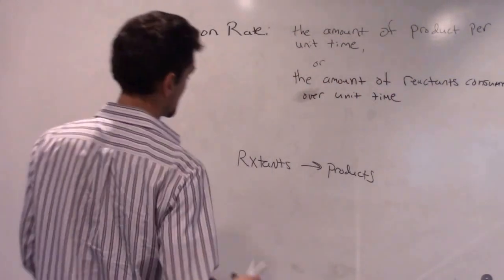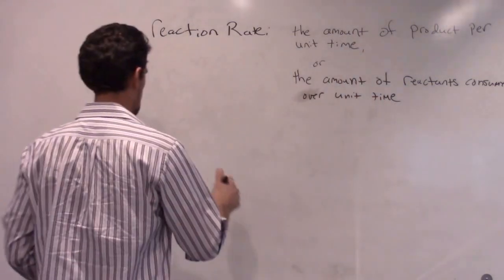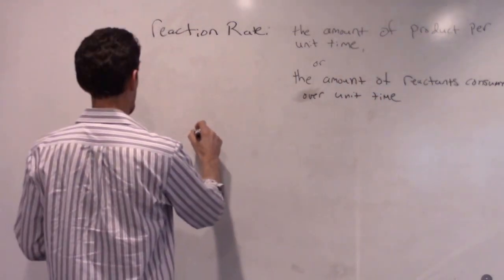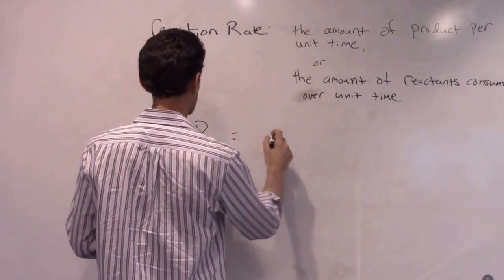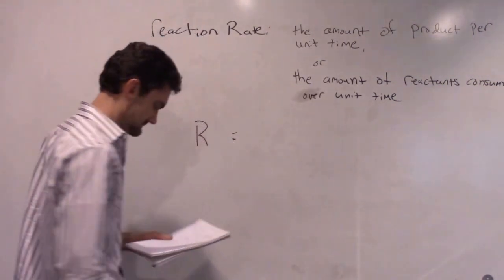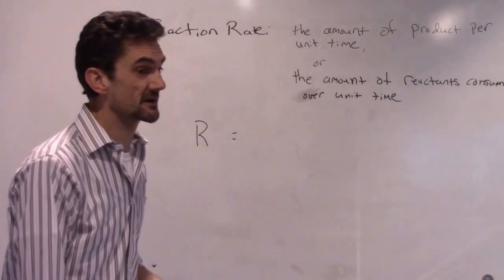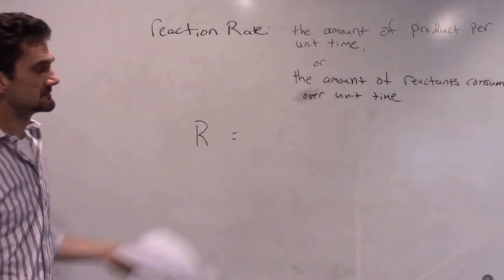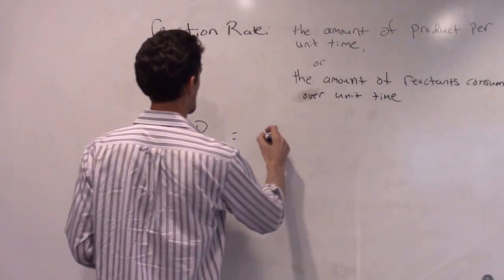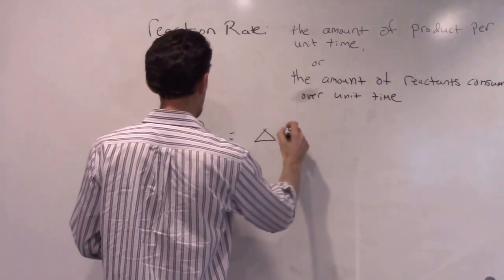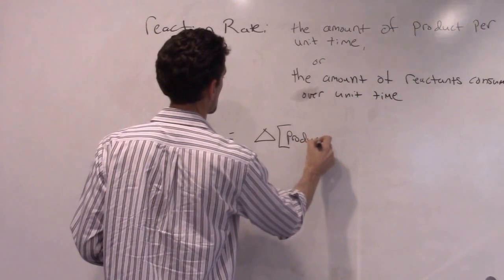And we can give it a definite equation. We'll call it big R. Wait, little r is the reaction rate constant, but that's not this. All right, so R is equal to the change in the concentration of product. Look at all these abbreviations we're getting.